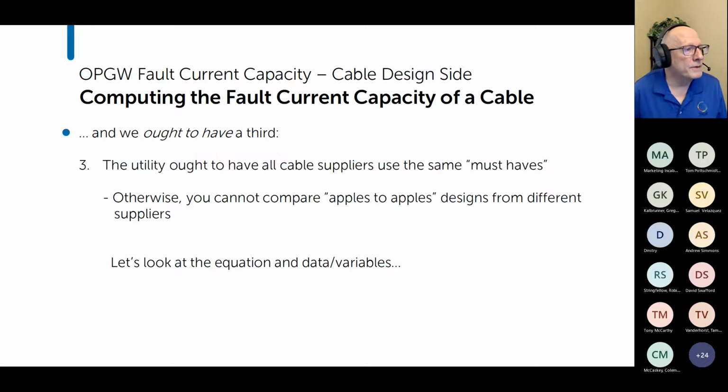Plus, we ought to have a third, and that is that a utility should have all of its cable suppliers use the same equation and the same type of data. Otherwise, you can't compare apples to apples designs from different suppliers. So let's get into this in detail.